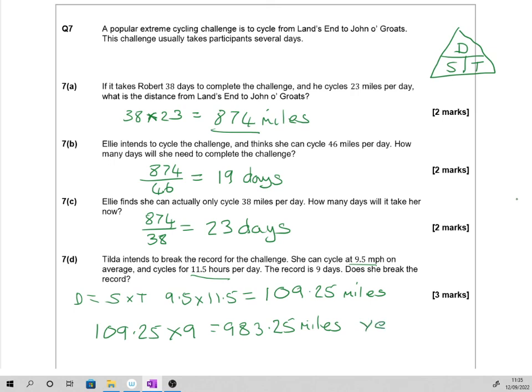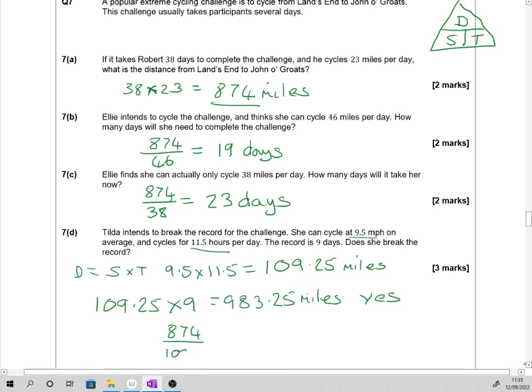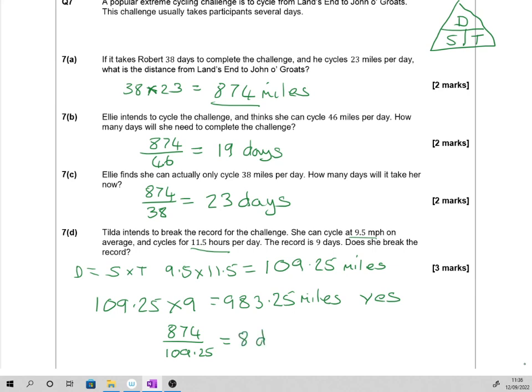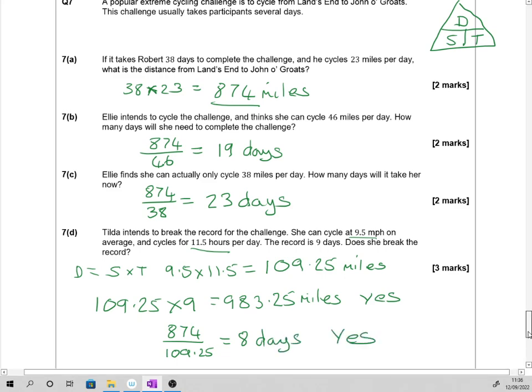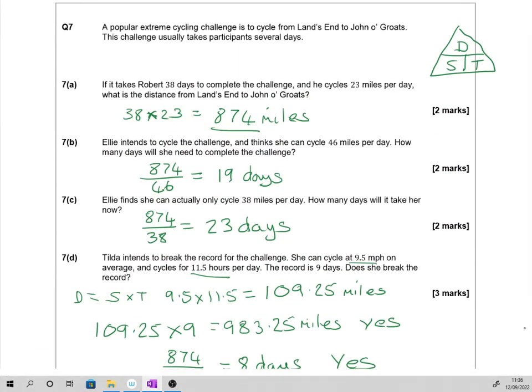So yes, we could also say the actual distance from Land's End to John O'Groats, divide it by 109.25, and this will tell us how many days. 874 divided by 109.25 gives us 8 days. So yes, she's going to do it in 8 days. All right, so there you go. Speed, distance and time.